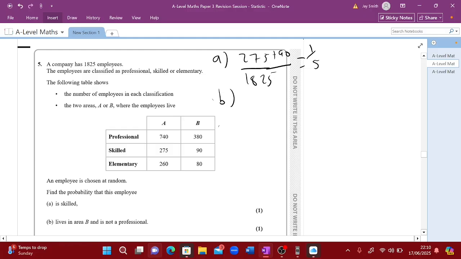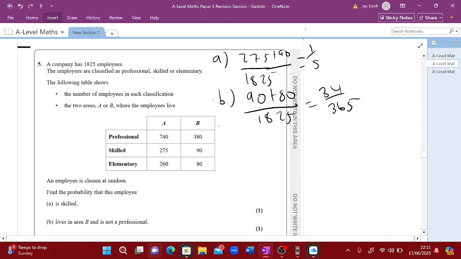So area B and not a professional, and that's why I've complicated it. Lives in area B is here, and not a professional is going to be these two values here. So we're only interested in 90 and 80 over the total, and there we are. That's a good learning curve, a good pitfall to explain, of why you can't do that, and why independence is an important concept in probability. Anyway, you get this number, 34 over 365. There we go.